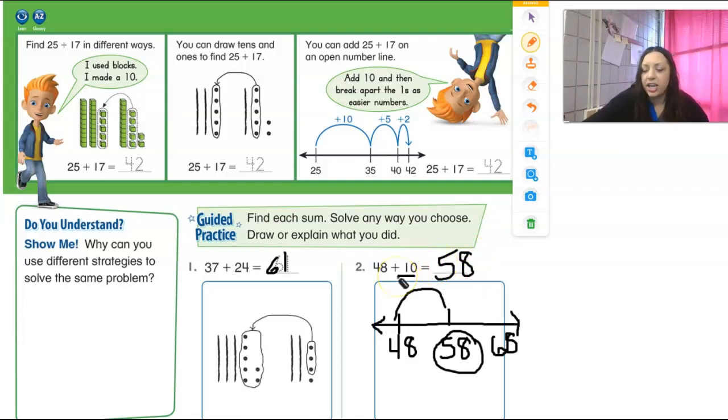And I can check that by looking at my numbers. I had 8 1s and 0 1s. I added them together. 8 and 0 is 8. I ended up with 8 1s. I had 4 10s and I added 1 10 together. What's 4 plus 1? 5. So I ended up with 5 10s and 8 1s, 58.